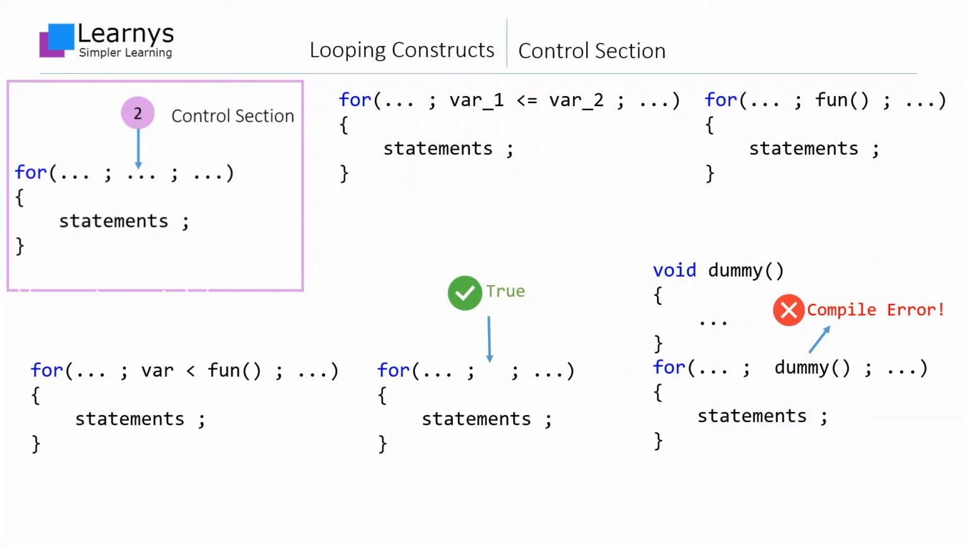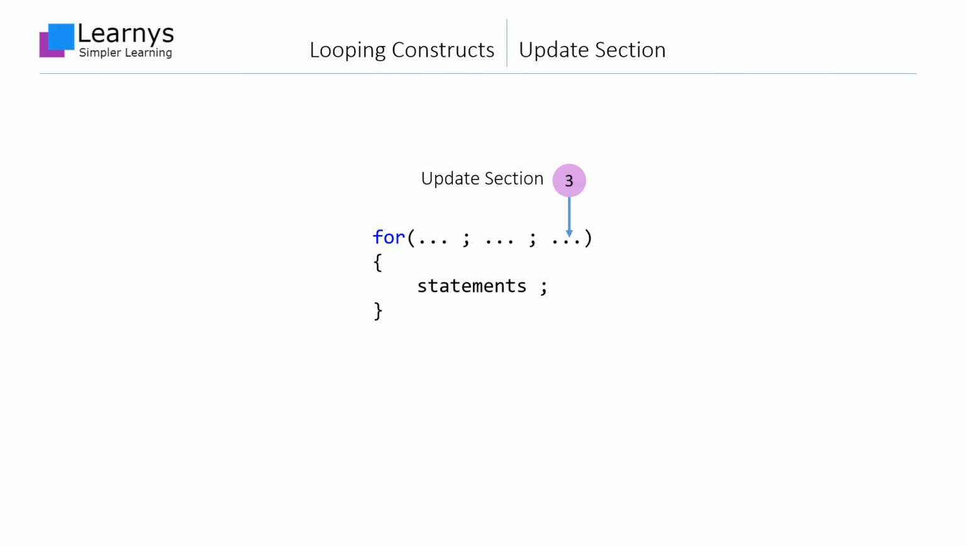This example, having a call to dummy as a control expression, will not compile because dummy returns void. You should carefully note that the expression appearing in this section is evaluated before the beginning of each cycle of execution of the for loop. Let us move on to the third and the last section. The third section is called the update section.